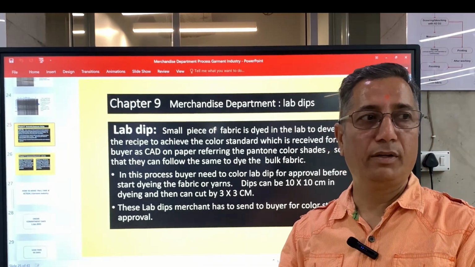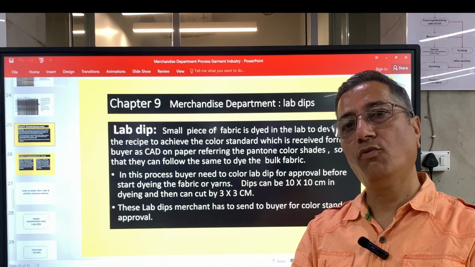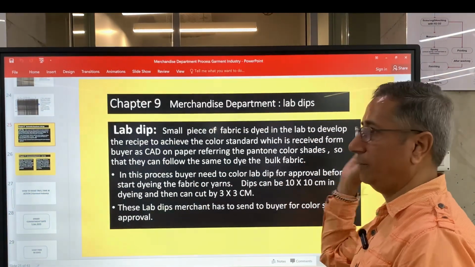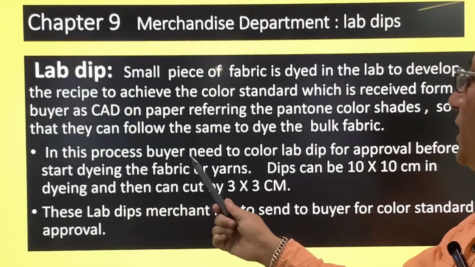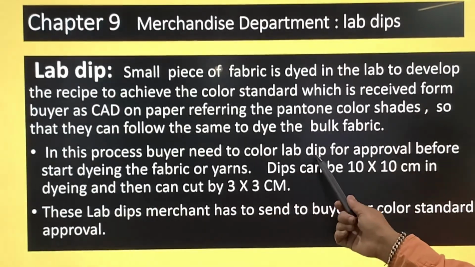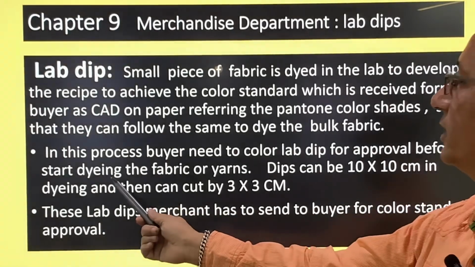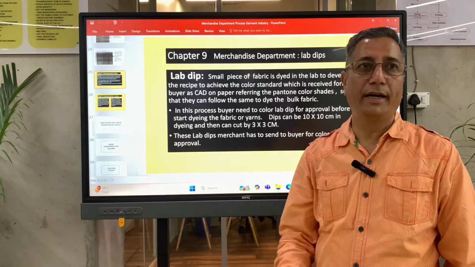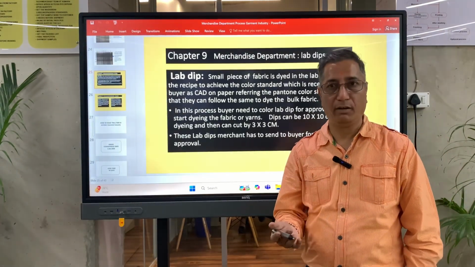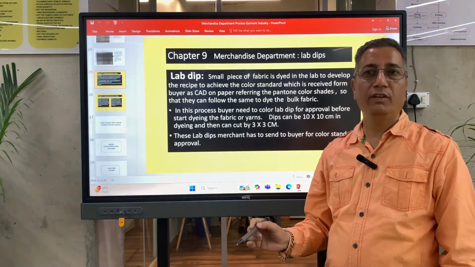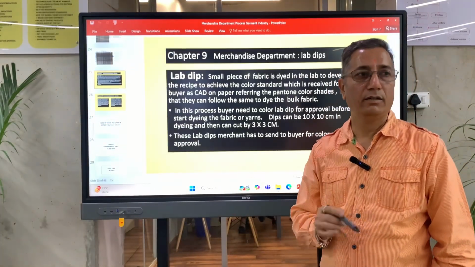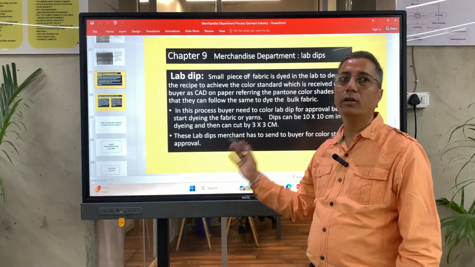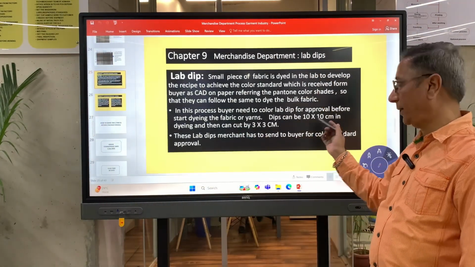If the lab dip is approved, the same recipe will go for production, bulk production, to dye the bulk fabric. In this process, the buyer needs the color lab dip for approval before starting dyeing the fabric or yarn. Normally, solid fabric is a dyed fabric. We call it a piece dyed fabric. It means knitting and weaving is done on the RFD natural yarn, and that is ready for dyeing. So that goes into the mill to dye.